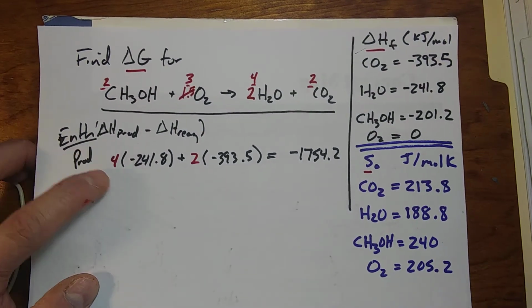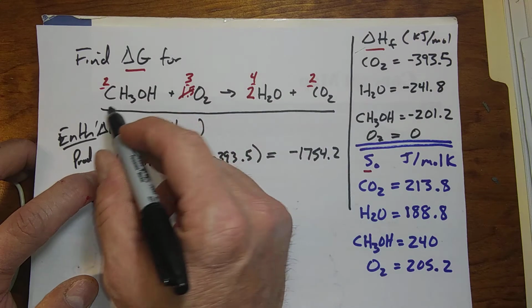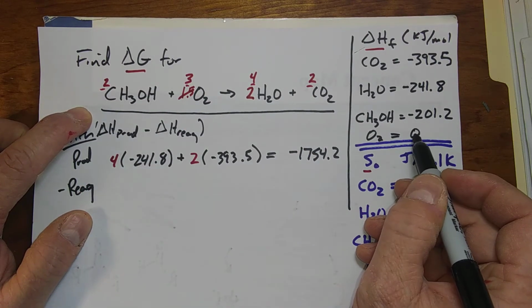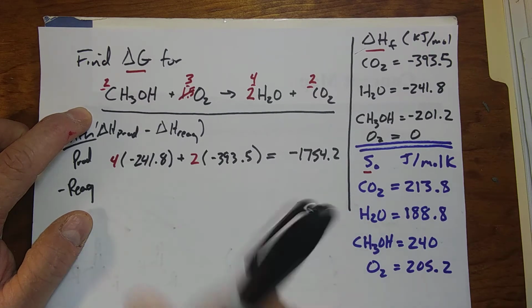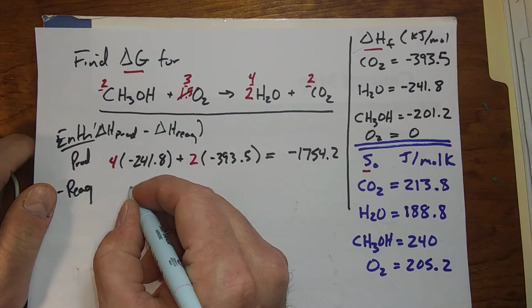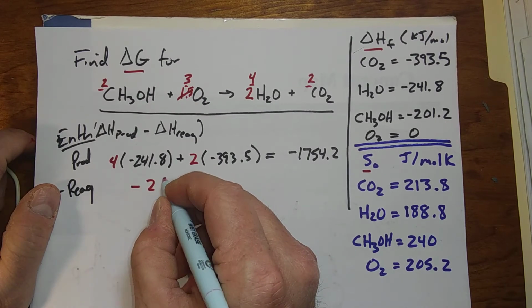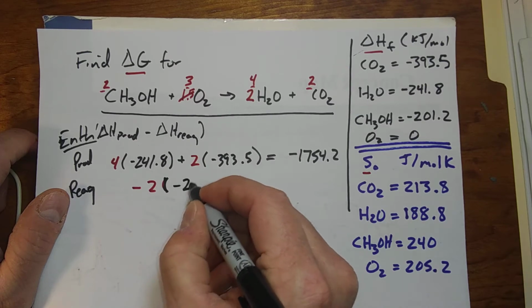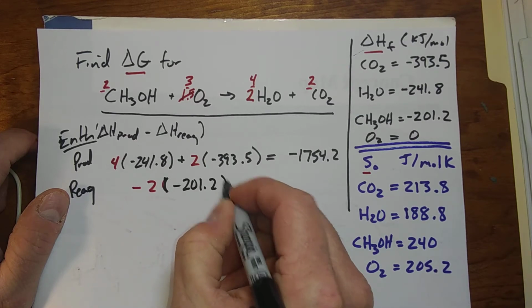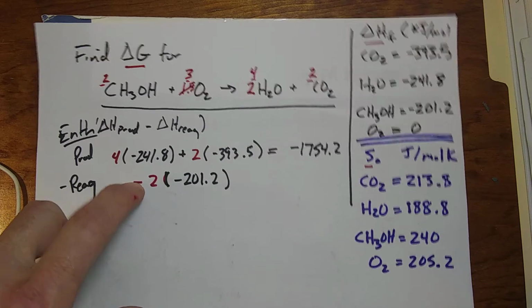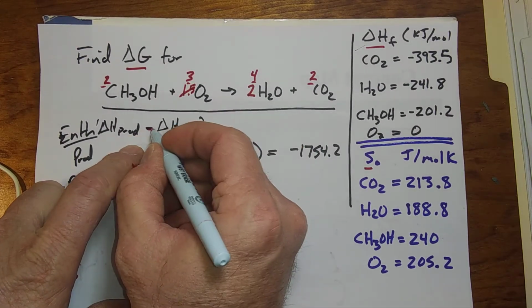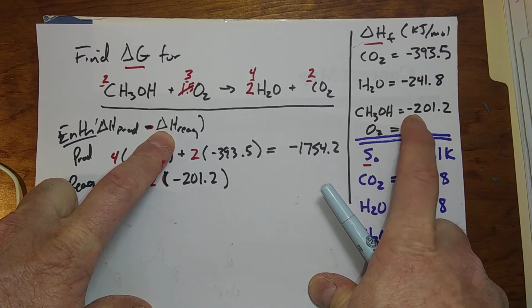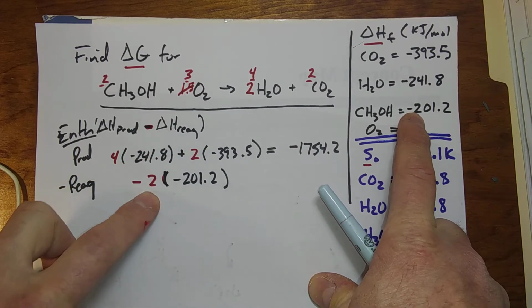Okay, but now we're on to reagents. We also have to consider, and it's really just the methanol, because we said oxygen doesn't have a standard heat of formation of anything other than 0. So we're just going to say for our methanol minus 2 times the minus 201.2. Now we notice this negative came from the equation, but we also have a negative value for the enthalpy of formation of methanol. So we're actually going to end up with a positive.